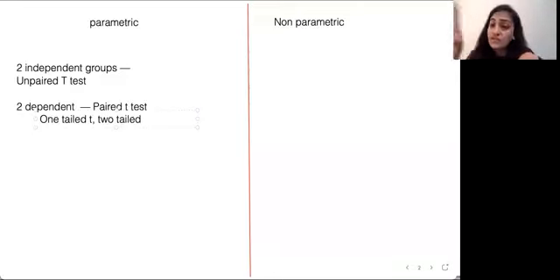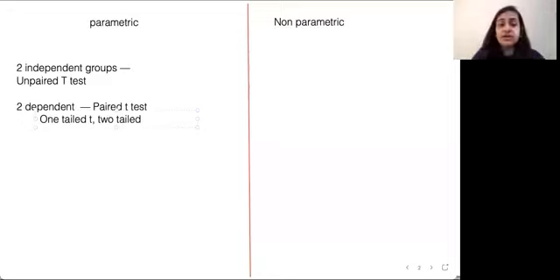So one-tailed is always directional. You always know what's happening. And two-tailed is, okay, there is a change, but it could be either good or bad. It could be either positive. It could be negative. That's going to be a two-tail test. Okay. Is everyone clear? Two independent groups, we use an unpaired t-test. Two dependent groups, we are going to use a paired t-test.